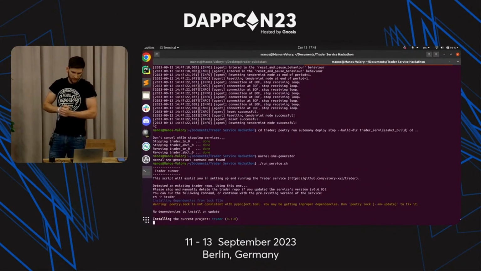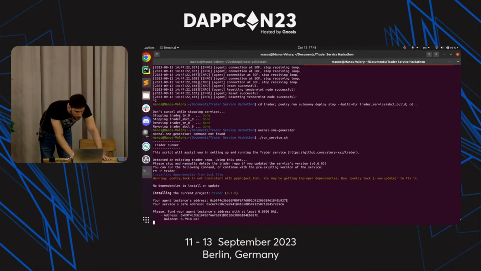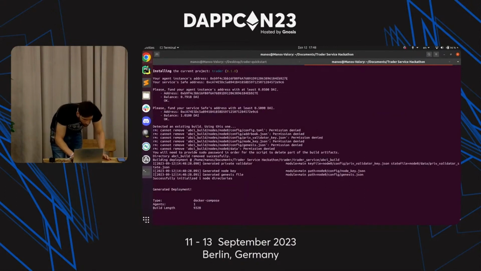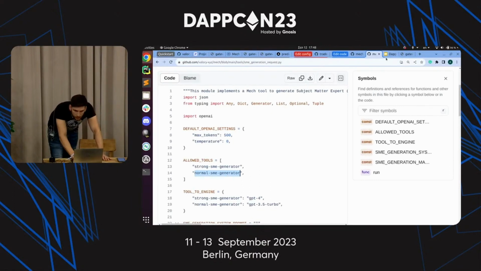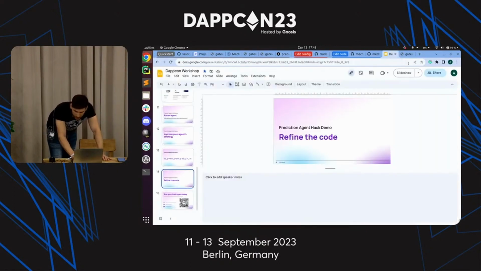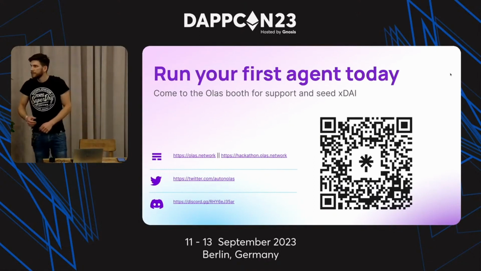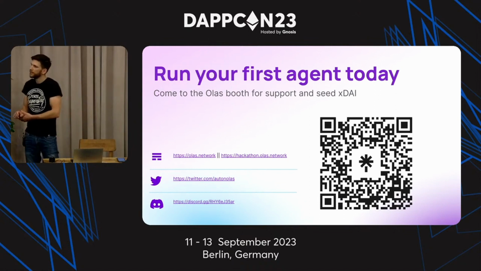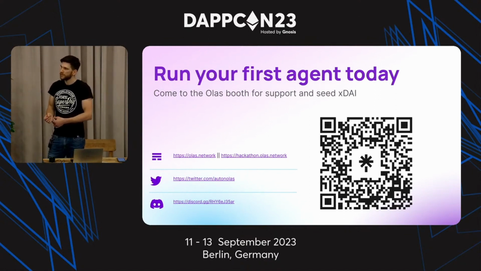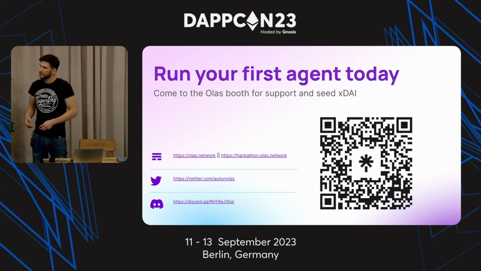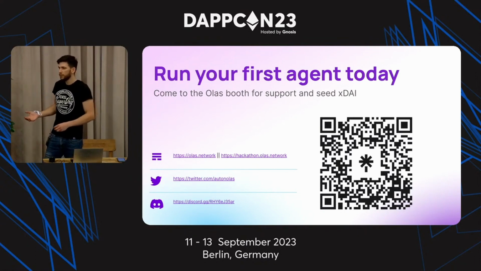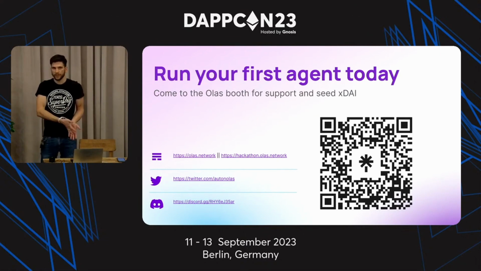Now we're running the service, and while it's starting, since we're running out of time, let me continue on the presentation and get back to it. So today we have talked about Olas. We have discussed what an autonomous service is, the Olas protocol, and the Olas ecosystem. We discussed the prediction agents hackathon and how you can participate, what the prizes are, and how you can simply participate by changing either configurations or developing your own tool and submitting that.